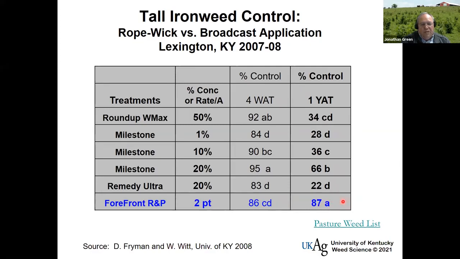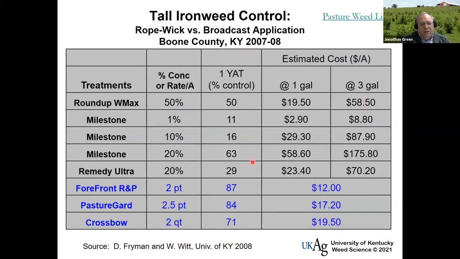So the broadcast treatment is certainly far superior to using the rope wick applicator. This was one site. Just to give you some other numbers to look at, same treatments, but now we have 3 broadcast treatments, the Grazon or Forefront, PastureGard, and Crossbow. And the control 1 year after treatment with Roundup was at 50%. Again, 63% for Milestone at 20%, which is similar to what she saw at the other site, as well as the triclopyr treatment. But these broadcast treatments were above 70% control.